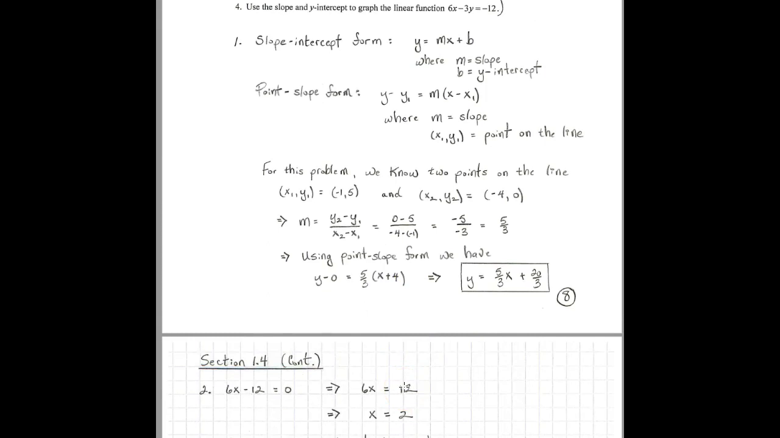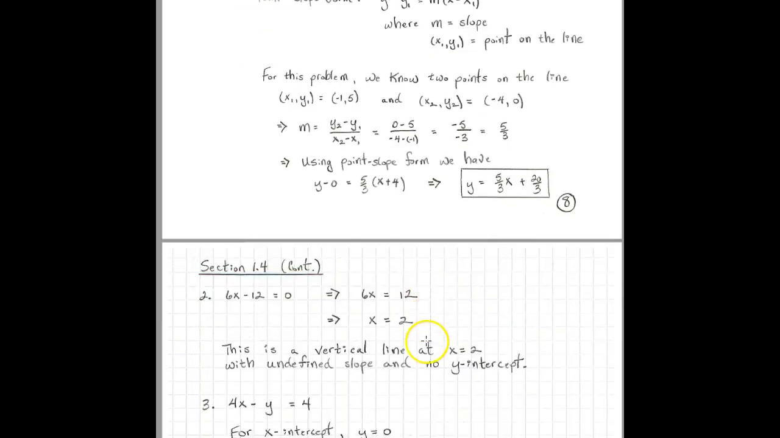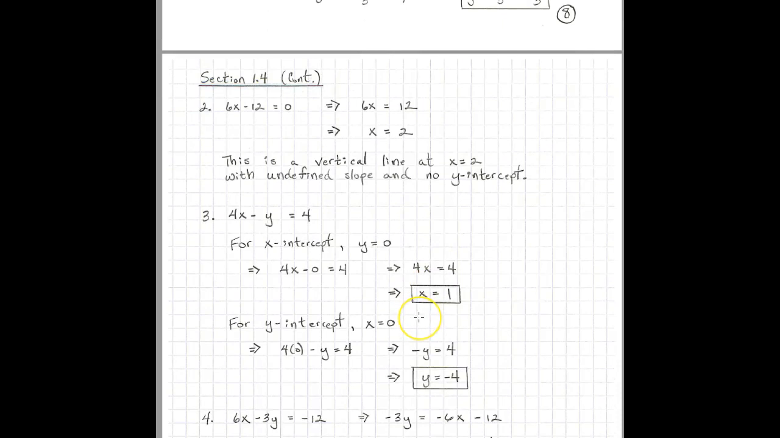All right. In the second example, we want to give the slope and the y-intercept of 6x minus 12 equals 0. Now, to give the slope and the y-intercept, I want to solve it as y equals mx plus b. Notice there is no y in here. So let's see what we have if I simply solve this for x. You can easily solve this to x equals 2. That's simply a vertical line at x equals 2. There is no slope. A straight up and down vertical line has an undefined slope, sort of an infinite slope if you want to think of it that way, and thus it has no y-intercept.